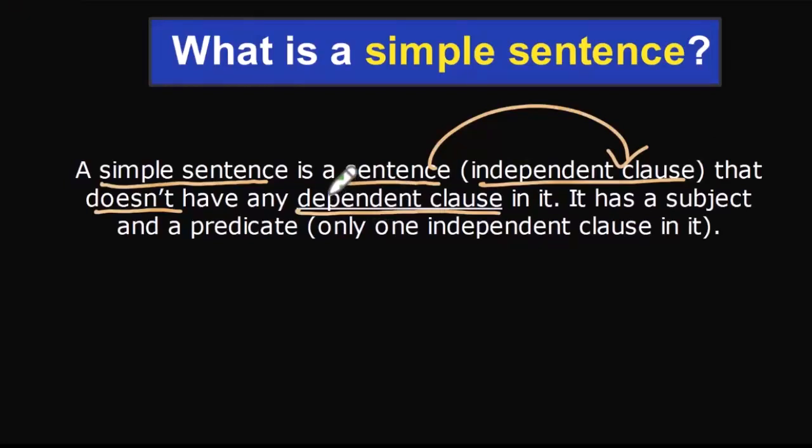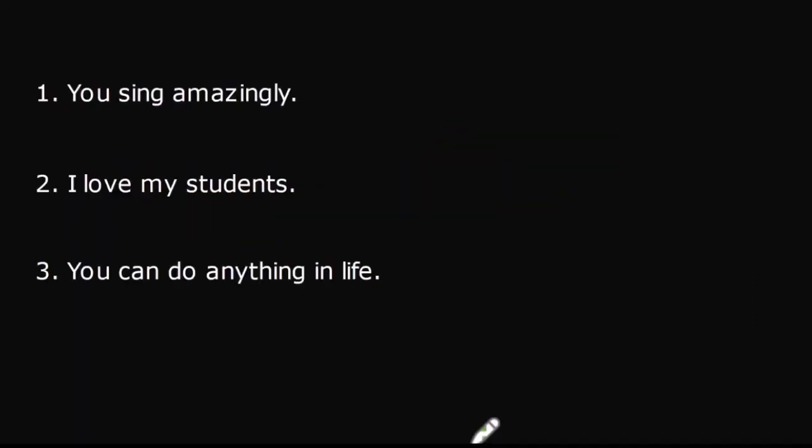Let's take some examples and understand this. Example number one: you sing amazingly. You sing amazingly. So this is a simple sentence, guys. Just one independent clause. It has a subject, which is you. It has a verb, which is sing. It has an adverb, which is amazingly, right? So this is just one independent clause without having any further clause in it, dependent or independent, right?